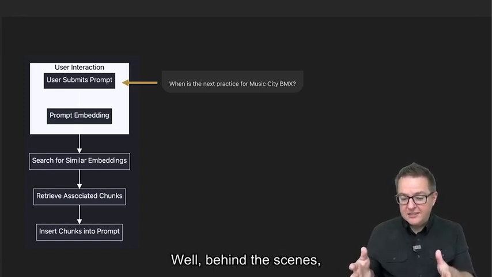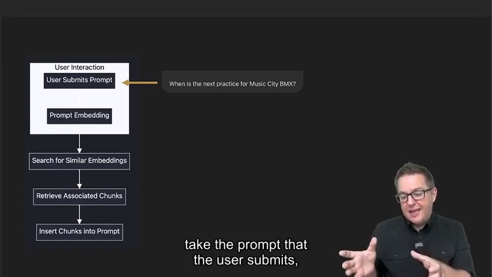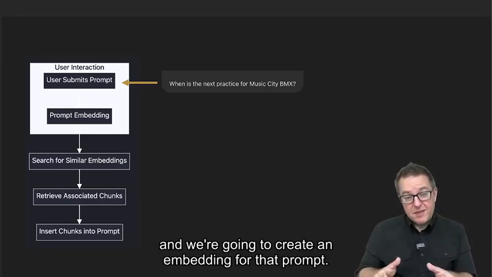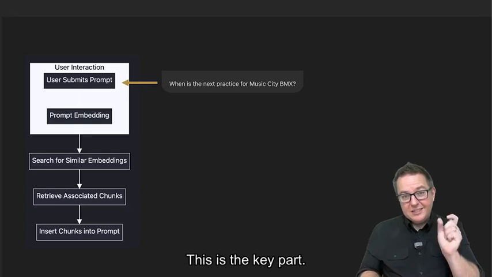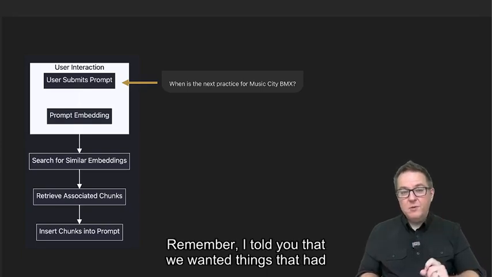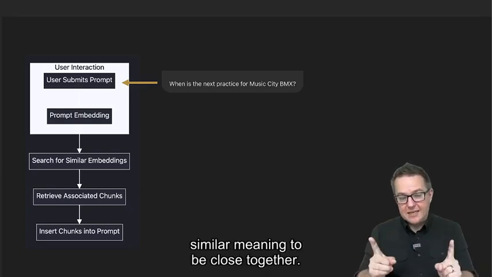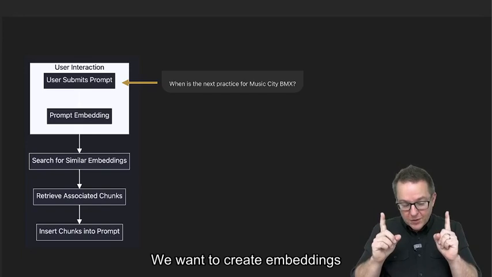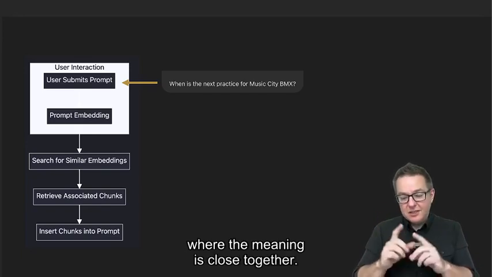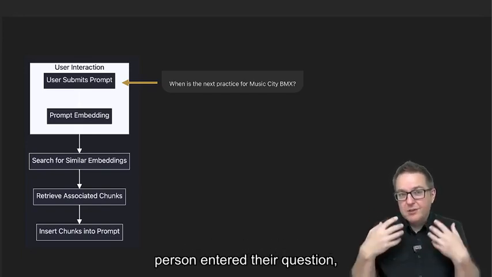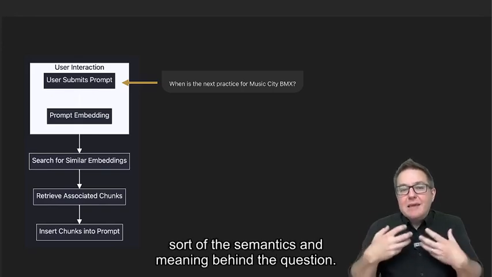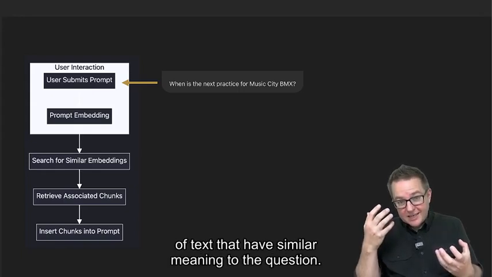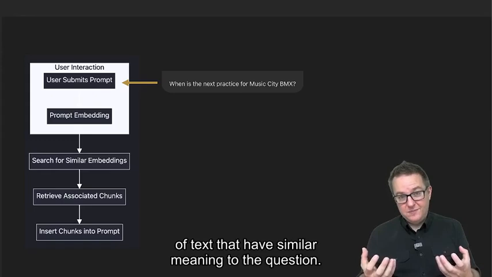Well, behind the scenes, what we're going to do is take the prompt that the user submits and create an embedding for that prompt. This is the key part. Remember I told you that we wanted things that had similar meaning to be close together. So we want to create embeddings where the meaning is close together. So we're taking the prompt, what the person entered, their question, the semantics and meaning behind the question, and now we're going to search for chunks of text that have similar meaning to the question.